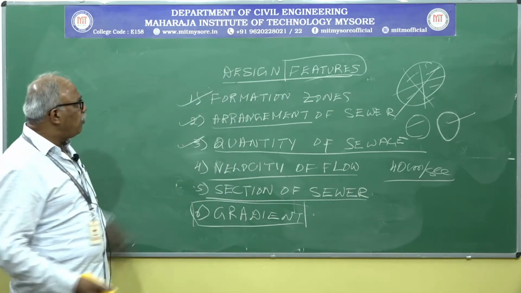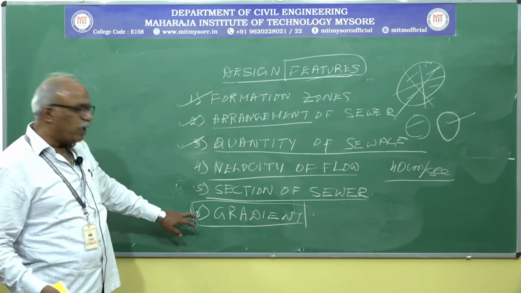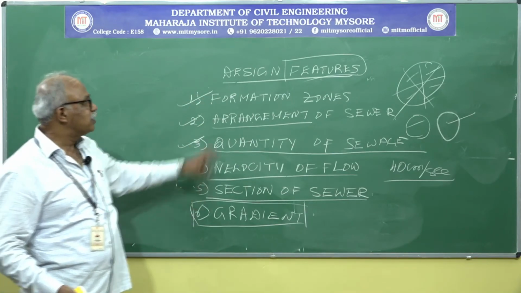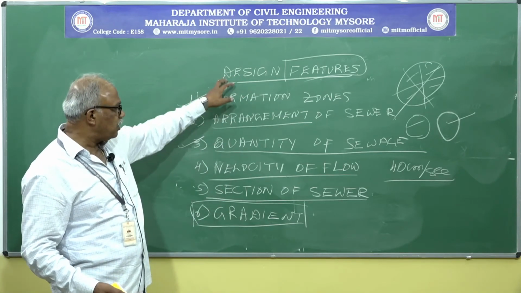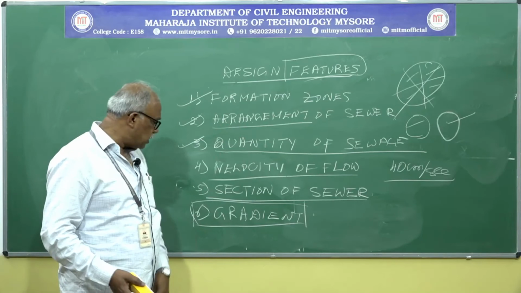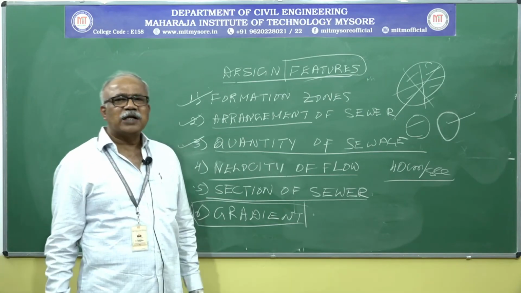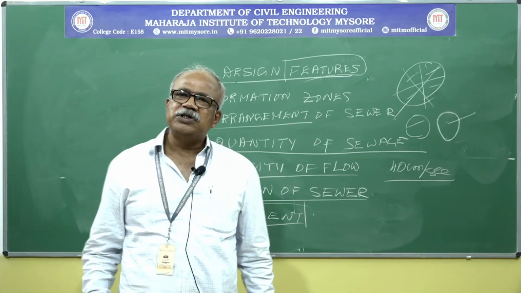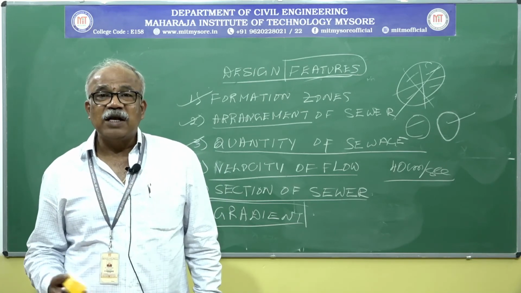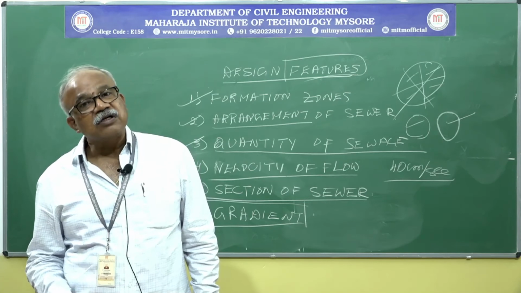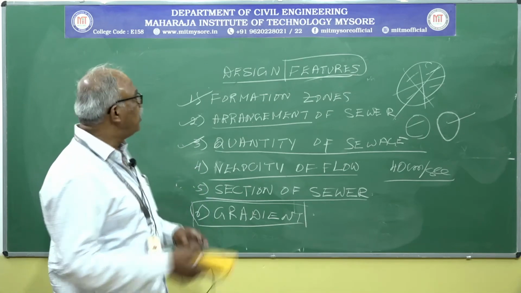So these are all the points that should be kept in mind while designing the sewers. The designer has to concentrate on these points, majorly 5 to 6 points. Otherwise, it is very difficult to achieve the minimum and maximum, or simply self-cleaning velocity or non-scouring velocity. Okay, fine.